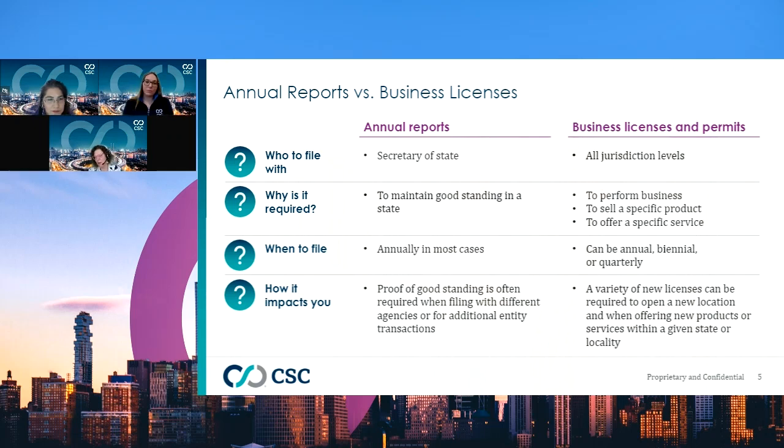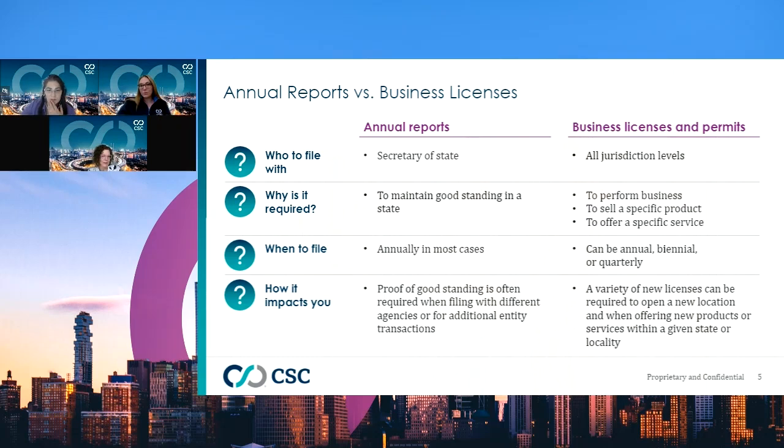So selling tobacco, selling towels, selling bait, liquor. So certain products will trigger a licensing requirement, and also certain services. So construction services, staffing services. These are all examples of services that are also regulated by jurisdictions.